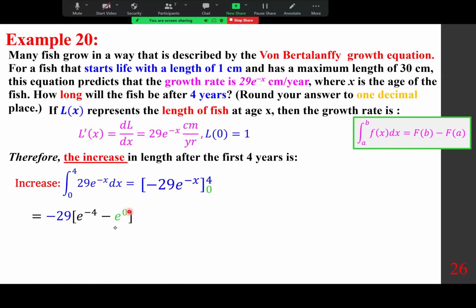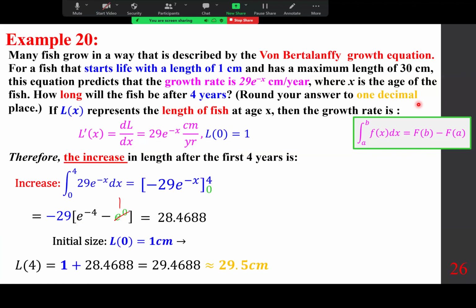Although e to the power of 0 is easy and becomes 1, you really have to evaluate this one using a calculator. It ends up being 28.468 with a bunch of decimals, and L of 0 is 1. That's the initial value that has to be added. They ask for 1 decimal. So 4 and next to it is 6, goes up to 5, becomes 29.5 centimeters.